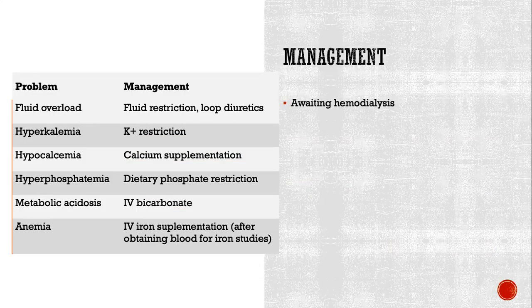So this patient was managed for fluid overload with fluid restriction and loop diuretics, hyperkalemia with potassium restriction, hypocalcemia with calcium supplementation, hyperphosphatemia with dietary phosphate restriction, metabolic acidosis with IV bicarbonate, and anemia with IV iron supplementation after obtaining blood for iron studies. Patient is awaiting hemodialysis.